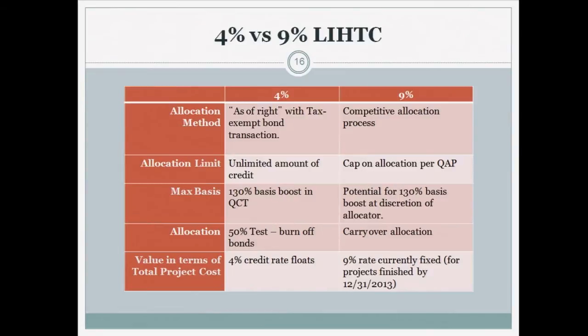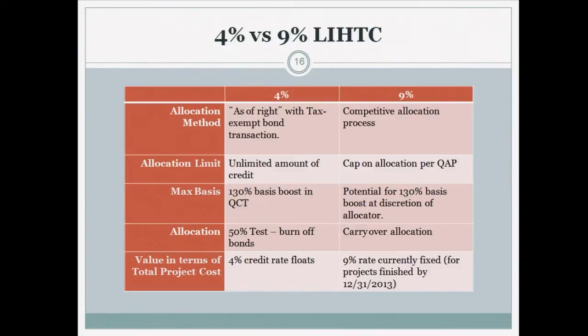In the 4% program, you get this 30% boost in a QCT. And in the 9% program, there's been a change that actually lets the state have discretion, and they can make any area in the state qualify for a boost. So in a 9% program, which already attracts more equity, you have the potential to attract this boost where you might not in a 4% project.